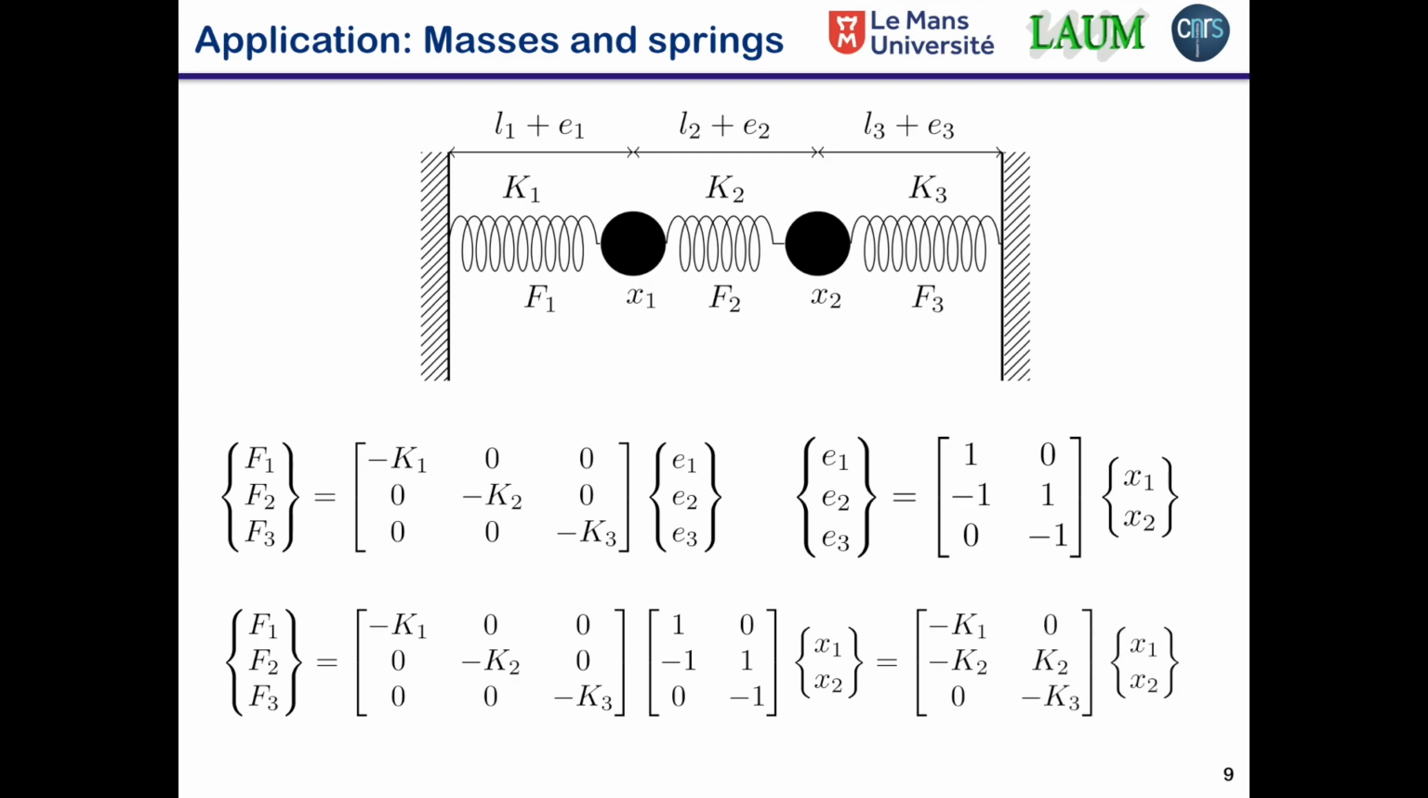And then when we make this matrix multiplication, we have that F1, F2, F3 is a matrix with three lines and two columns times X1, X2. And then F1 is equal to minus K1 X1. F2 is equal to K2 times X2 minus X1. And F3 is equal to minus K3 X2. This relation we could obtain previously, and it's not very difficult, in fact, to obtain it, but we have seen here that it can be obtained by matrix multiplication. And this is an interest of that.